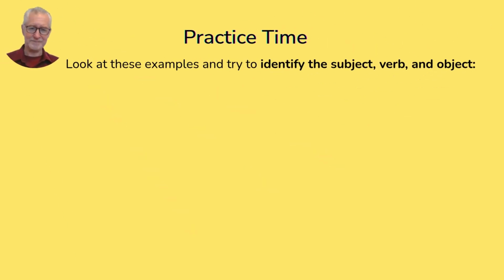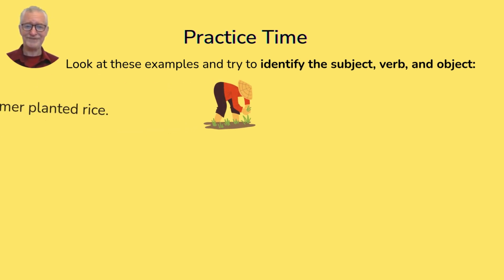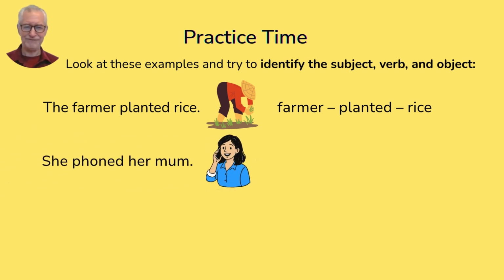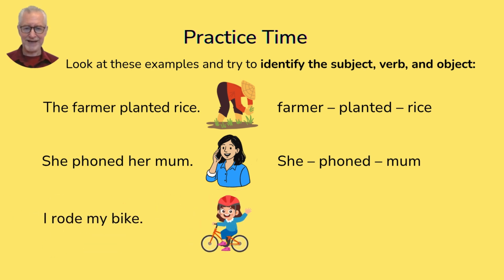Okay, it's practice time. Look at these examples, identify the subject, verb, and object, and you'll realize how simple this sentence structure is. The farmer planted rice. So we have the subject, the farmer, planted, the verb or action, and rice, the object. She phoned her mum. She is the subject, phoned is the action or verb, and mum is the object. And the last one, I rode my bike. I am the subject, rode is the verb or action, and bike is the object. It's pretty simple, eh? Not that hard.